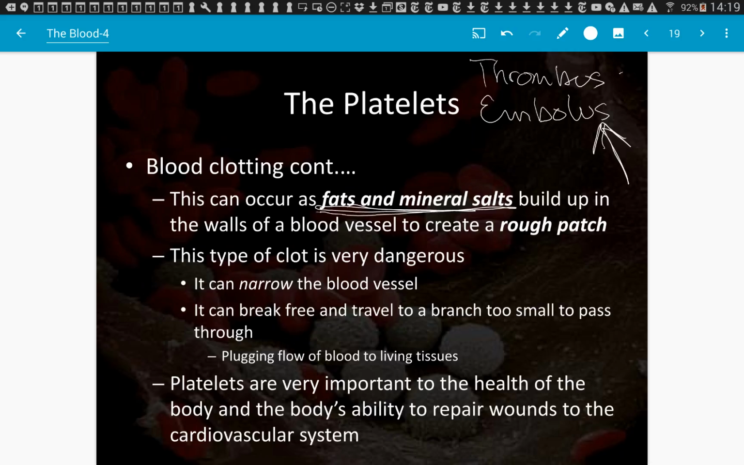Another very dangerous place for an embolus to travel is up to the brain. If the clot travels to the brain and gets lodged in a vessel there, the tissue past that point is not getting the oxygen it needs, and it dies very quickly. That is one type of stroke. A stroke can be caused by a blockage, by a clot. Very serious situation.